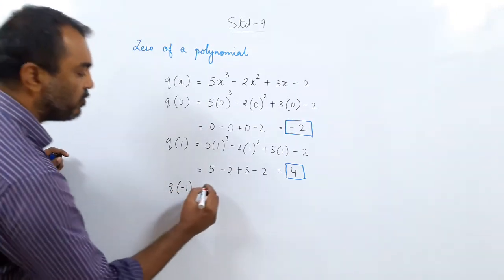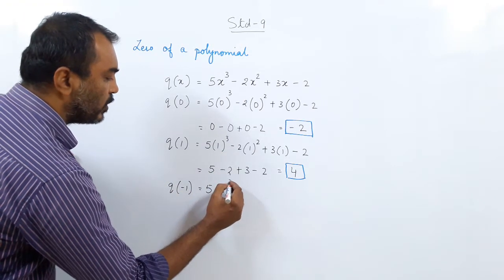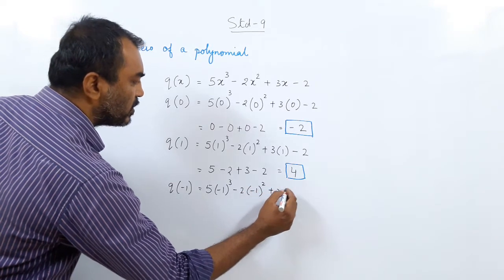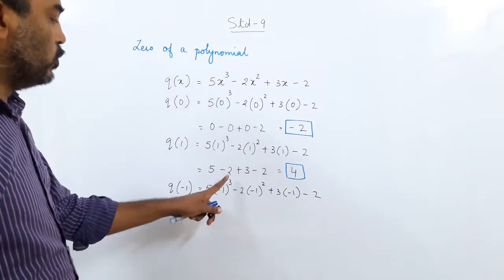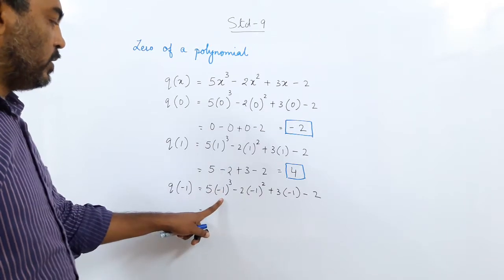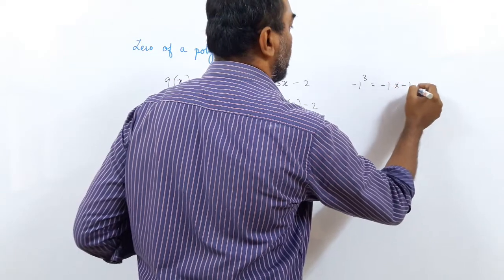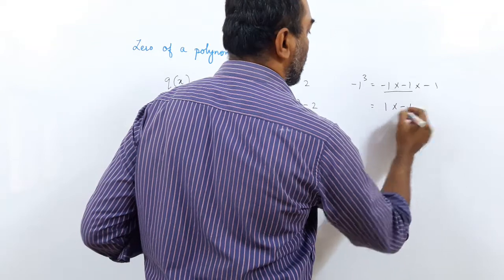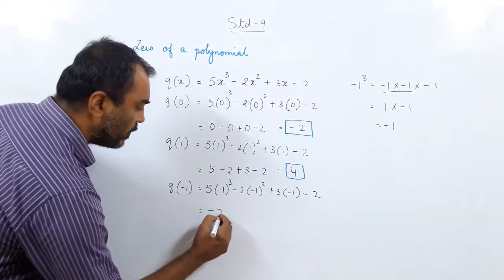Okay. Now let us try q of minus 1. So what does q of minus 1 mean? Where there is an x, you put a minus 1. So 5 into minus 1 the whole cube, minus 2 into minus 1 the whole square, plus 3 into minus 1 minus 2. So minus 1 cube is minus 1 into minus 1 into minus 1. Minus 1 into minus 1 is 1, but again positive into negative is minus 1. So minus 1 into 5 gives us minus 5.